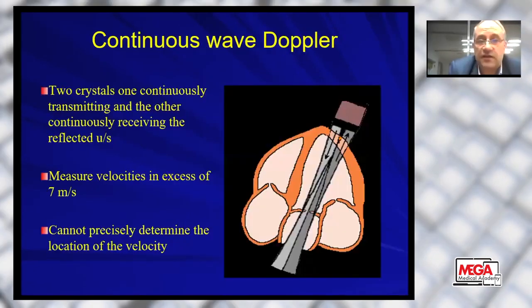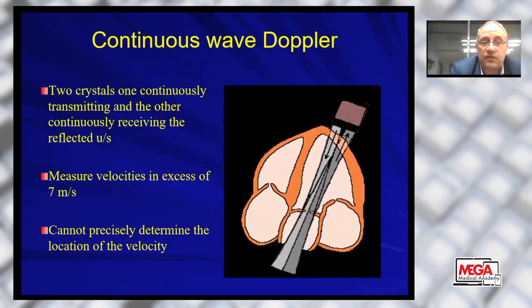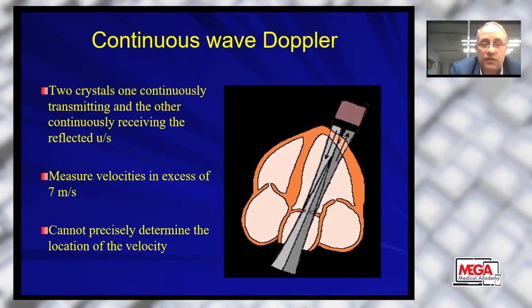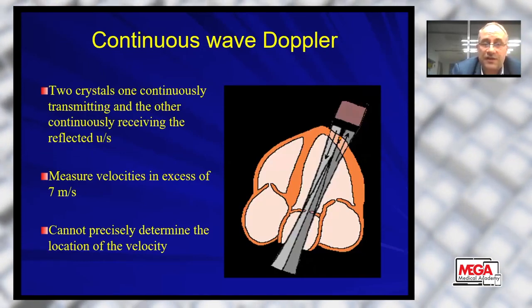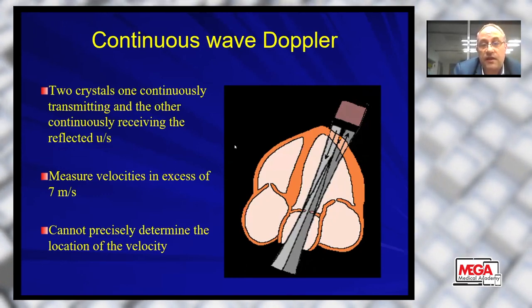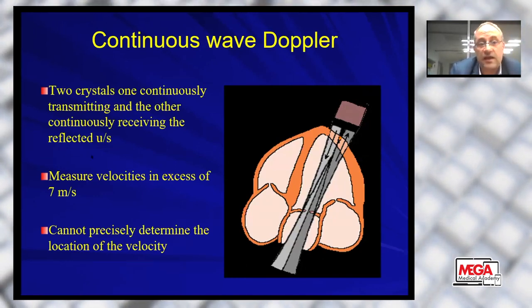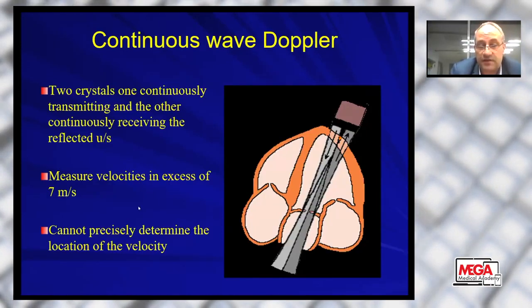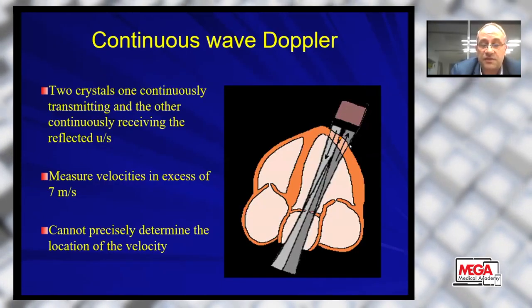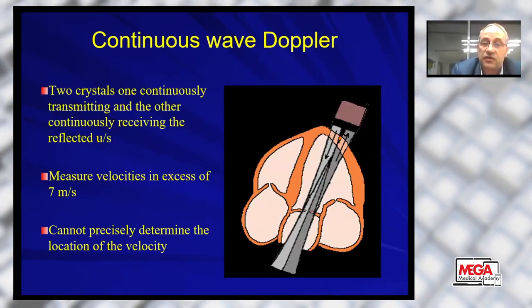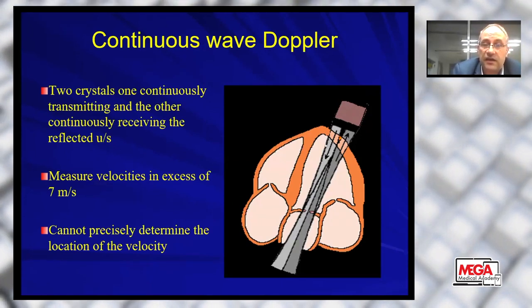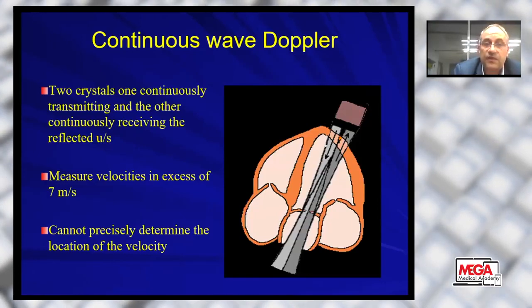Let us go to the second modality of the Doppler, the continuous wave Doppler. Two crystals in the transducer, one continuously emitting and one continuously receiving reflected ultrasound. So it can be used to measure high velocities in excess of 7 meters per second. But the problem is it cannot determine the specific location of this velocity. It detects the velocity along the whole line of emission and receiving Doppler signals.